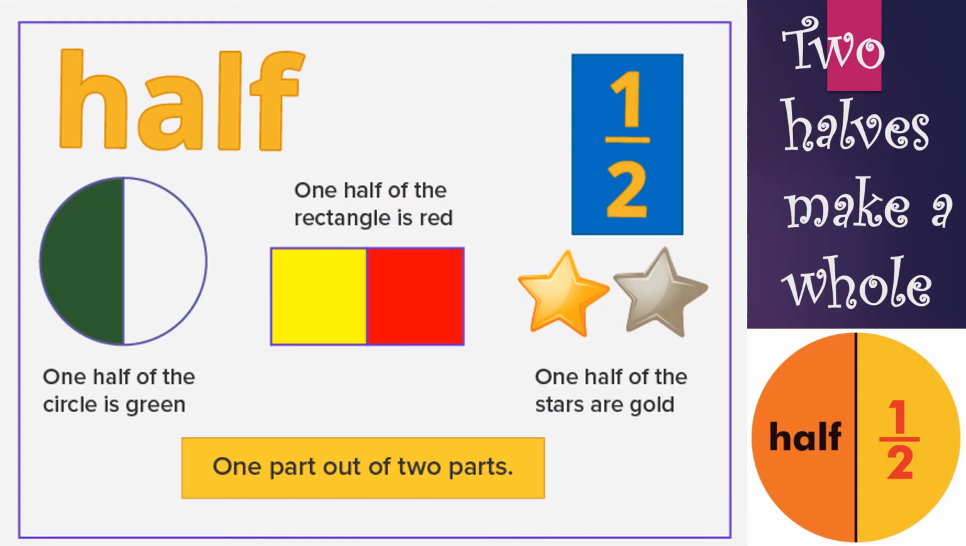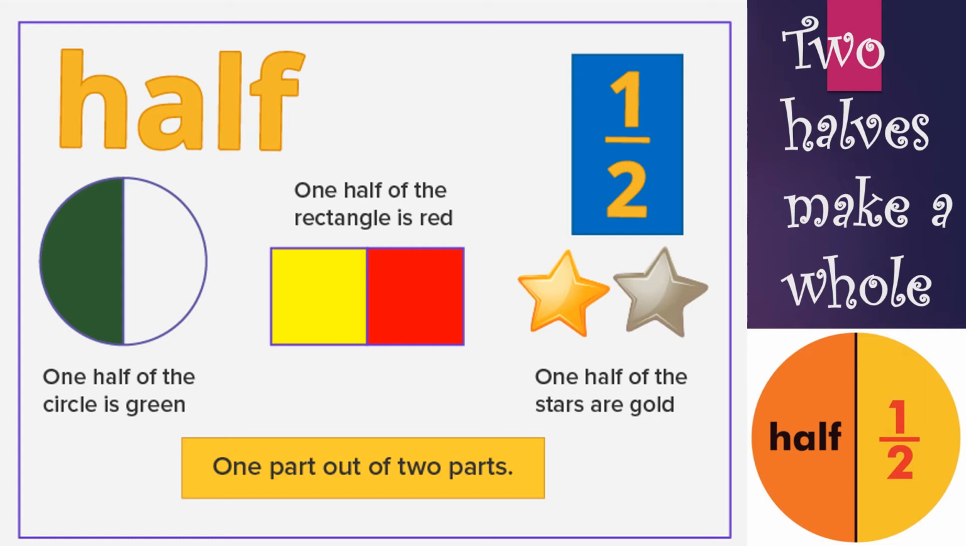The first fraction we are going to learn is 1 by 2, or also called half. What do you mean by a half? When an object or any shape for that matter is cut into two equal pieces, each piece represents a half. So here we have a circle and a rectangle cut into two equal halves, and each equal half is a different color. Same way we have two stars, and each star is a half. That is, half the stars are gold in color while the other half is silver in color.